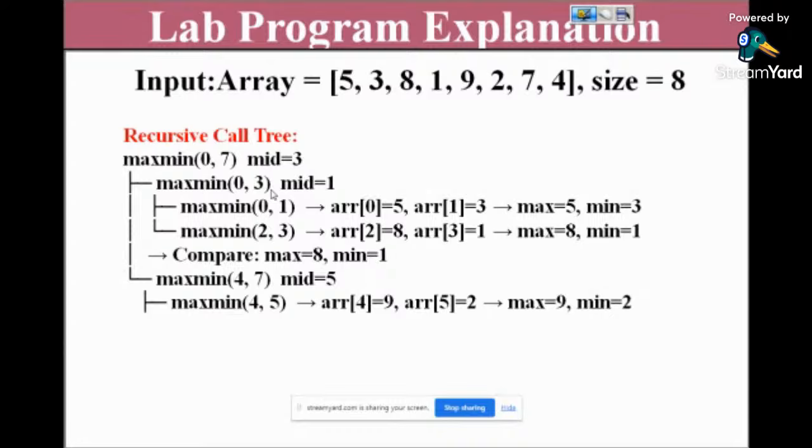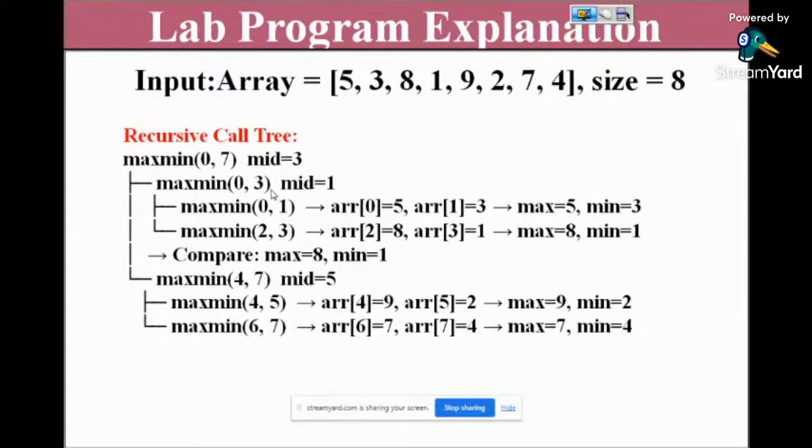Now you can go to the right part, that is maxmin of 6,7. See, this is how. Again it will check the maximum and minimum because it will reach us to the base condition, that is 2 elements are there. So you can easily find the max and min. So max is 7 and min is 4. Now compare the right part of the array. Compare. So max is equal to 9 and min is equal to 2.